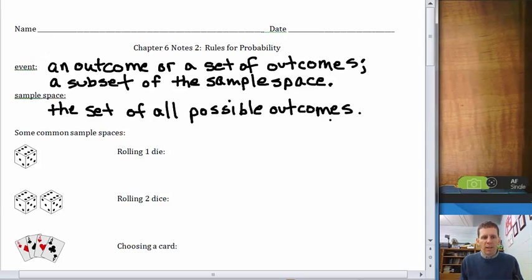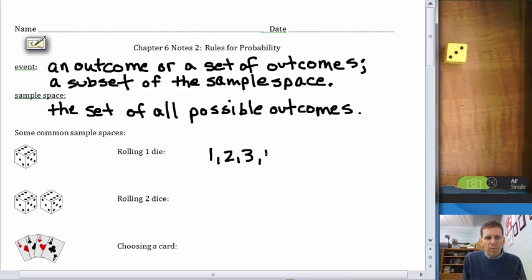For example, rolling one die. If you're rolling one die, the sample space is any single number that could come up. I just rolled a 3, but a 3 is just one of 6 different outcomes that could happen. You could roll a 1, a 2, a 3, 4, 5, or 6.